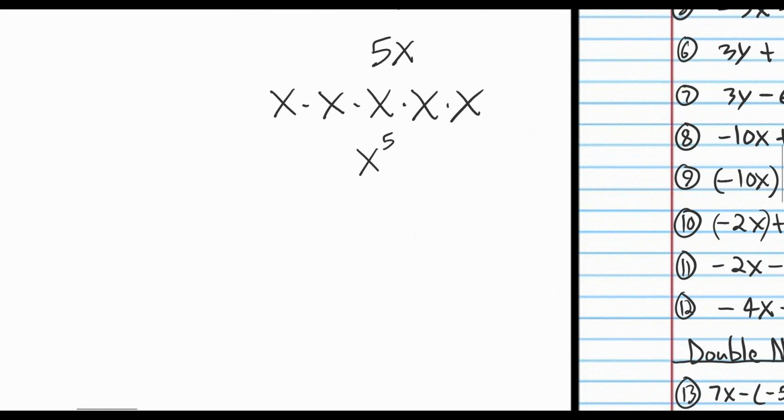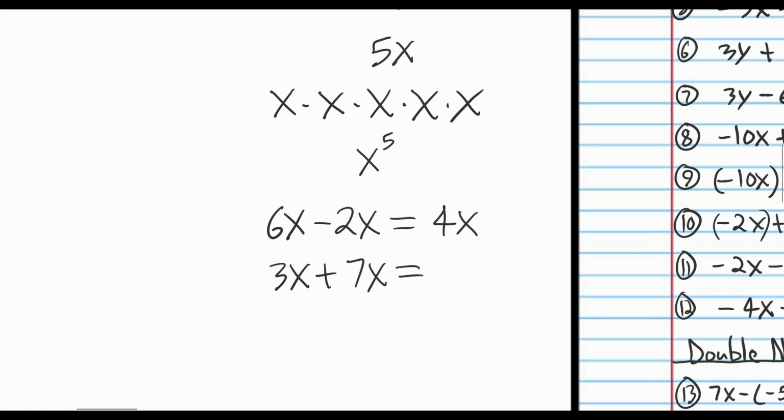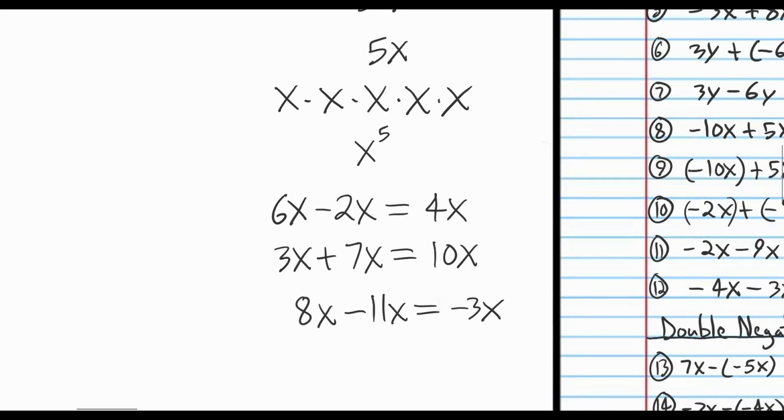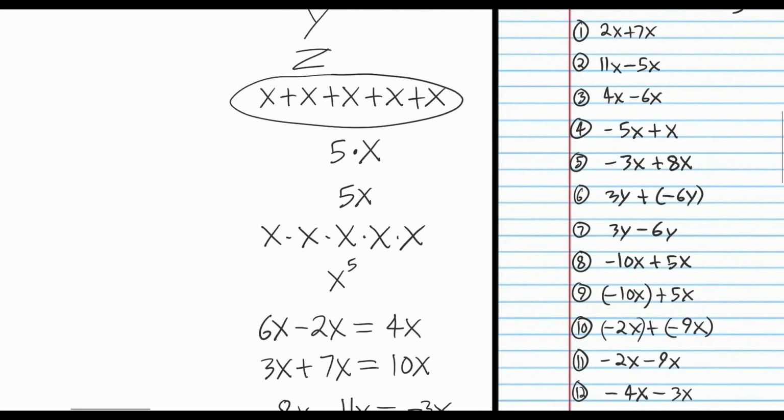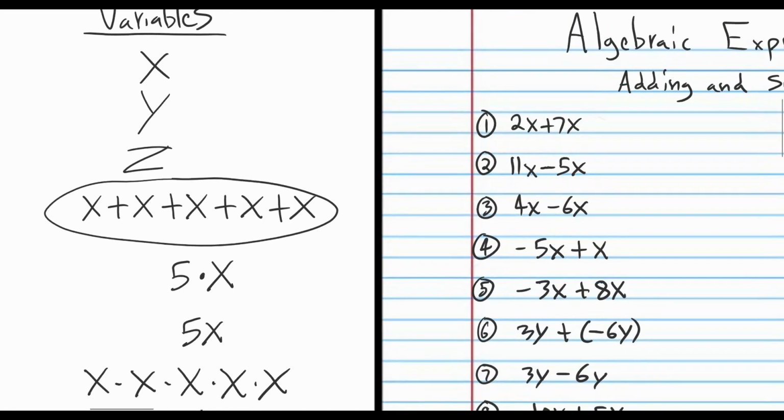Now, if you have 6 x's and you subtract 2 x's, then you have 4 x's. And if you have 3 x's and you add 7 x's, then you have 10 x's. And if you have 8 x's and you subtract 11 x's, then you have negative 3 x's. So as you can see, this math works much like the math that you learned in the previous classes.